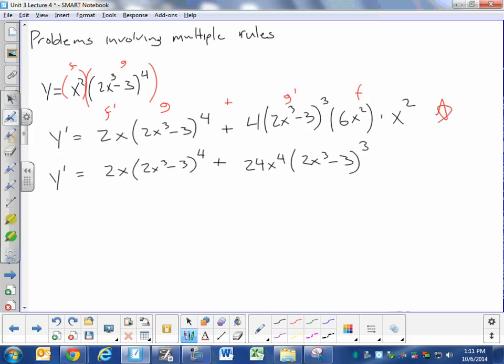However, I can factor. I have two items, this item and this item. They both share a 2, an x, and 3 2x cubed minus 3s. So I will factor out 2x times 2x cubed minus 3 cubed. So I'm dividing it from these two terms. When I divide it out of my first guy, I'm just left with 1 times 2x cubed minus 3.